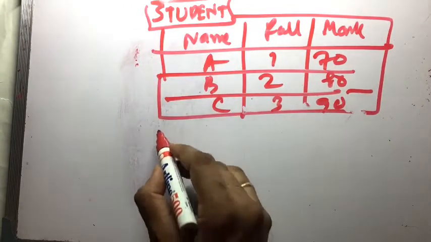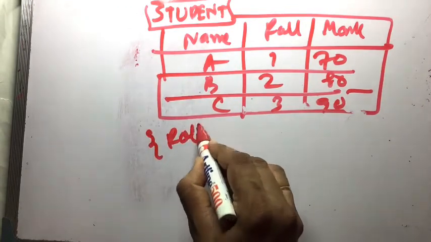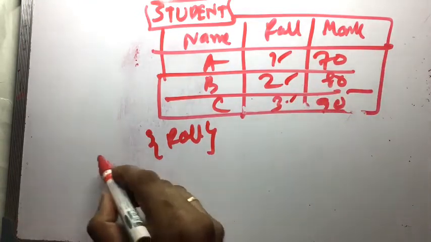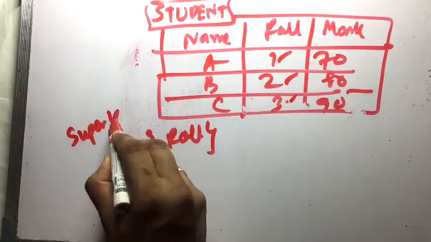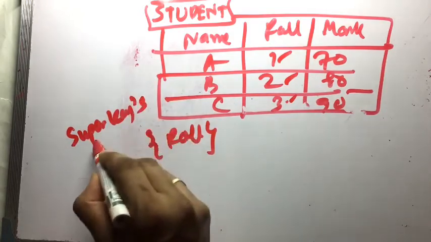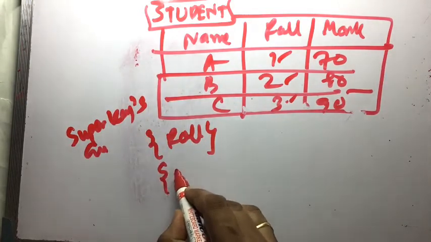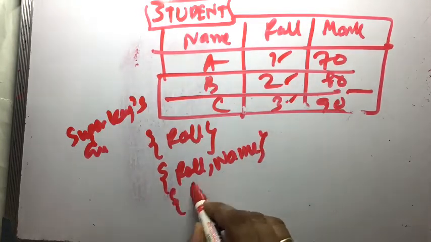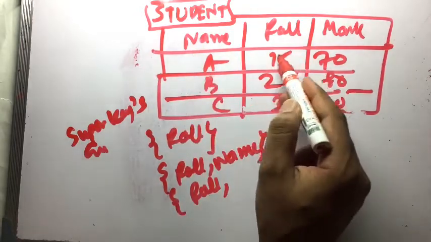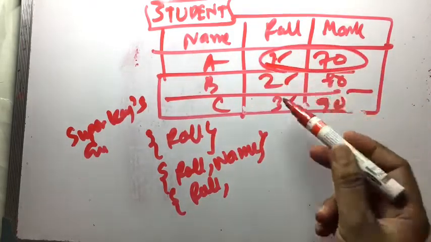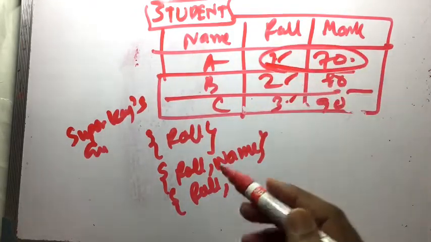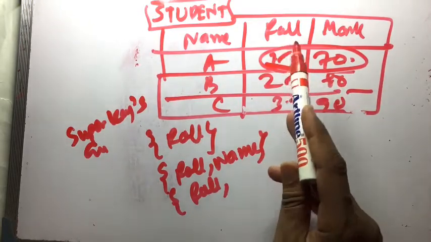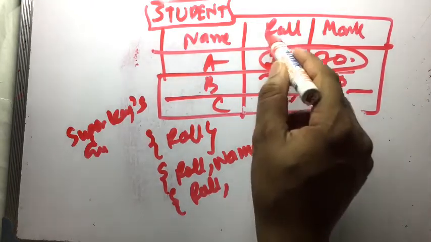Now roll is uniquely identifying because roll 1, 2, 3 are all unique. Roll is a super key. Roll, name is a super key. Roll, marks is a super key. Roll and marks uniquely identify. Two rows with roll 1 are not possible. Marks 70 can repeat, but roll changes. So roll is the main, primary key.